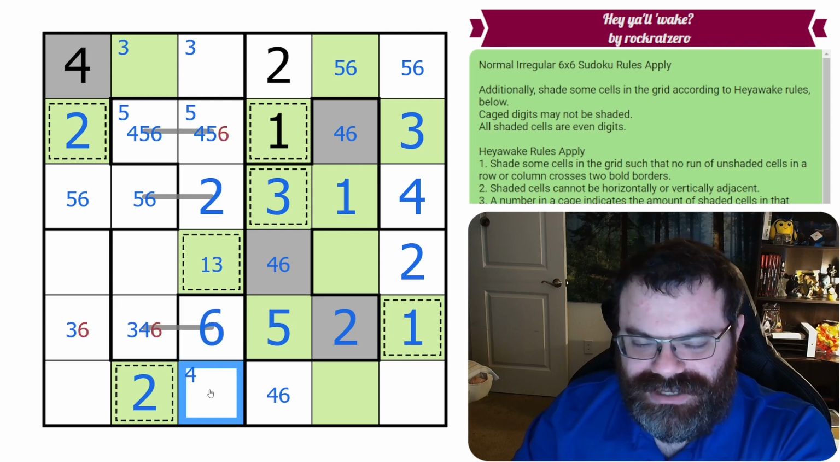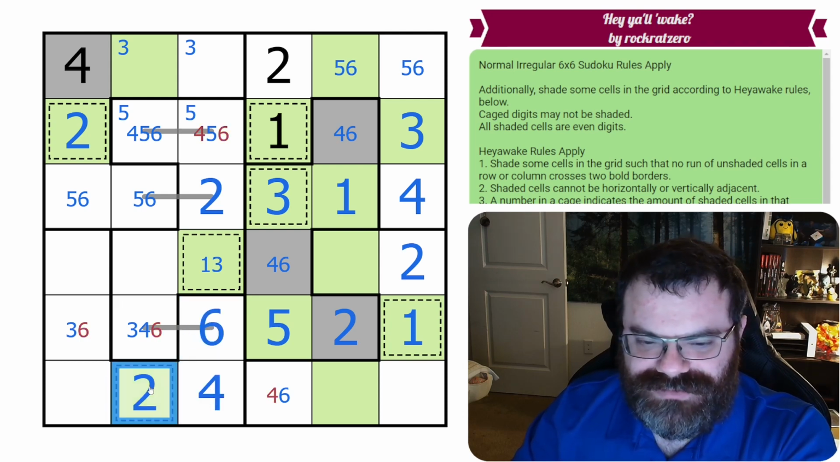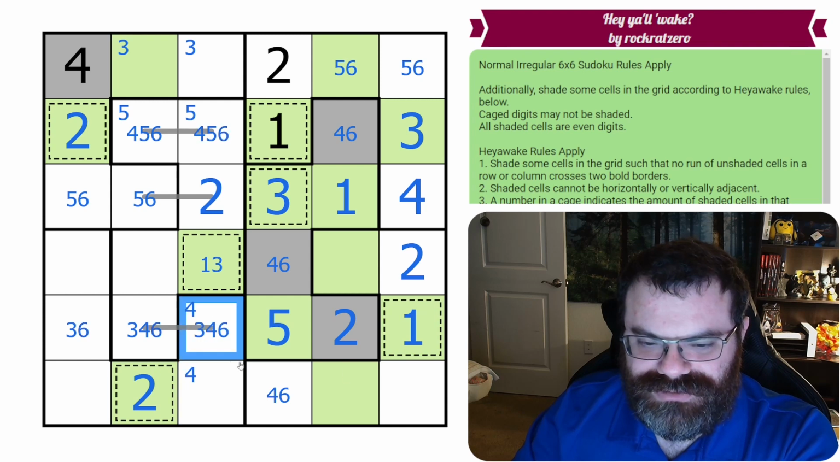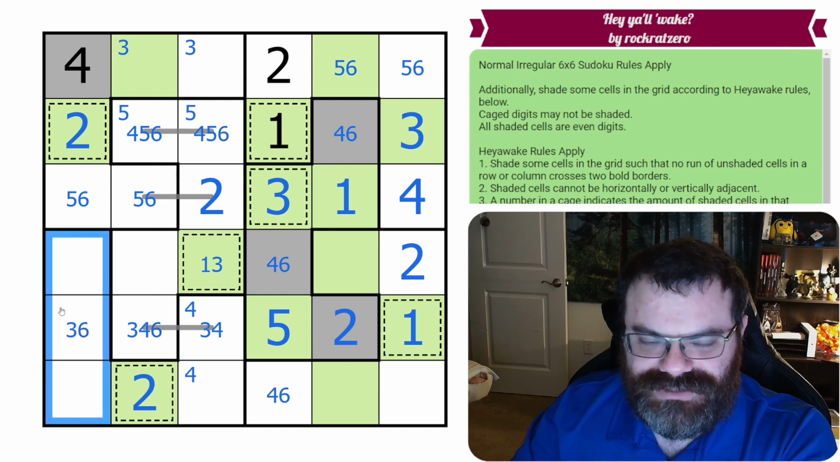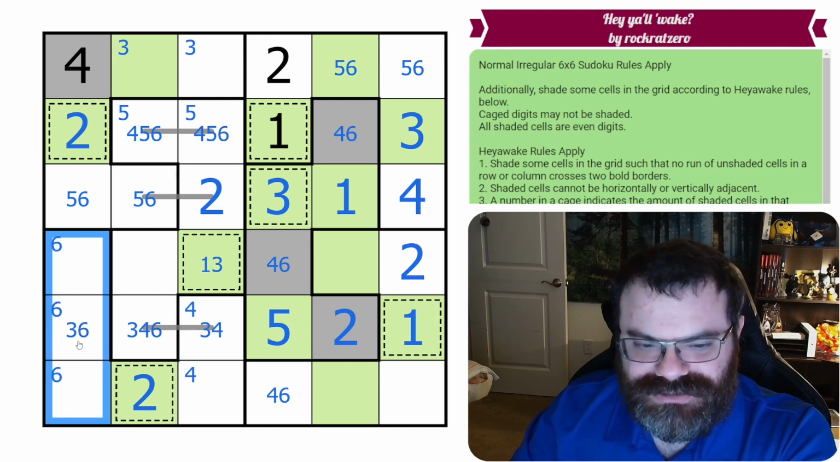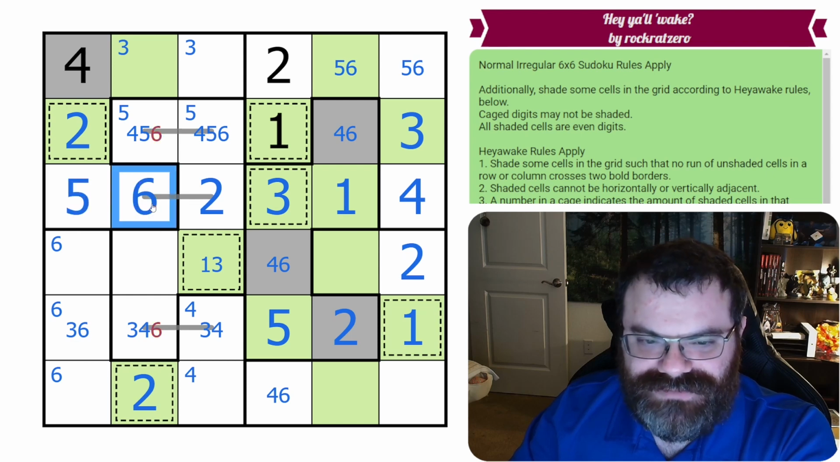So if this was a 6, and this was a 4, I'd be forced to shade both of these to make the 2 correct. And that's broken. So this one's not 6. The 6 is over here. Nice. The 6 is over here. That looks up. This is 5. This is 6. We know the 5 is not shaded. This is not 6. This is not 6.